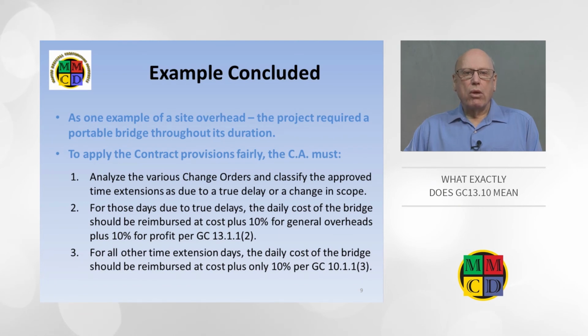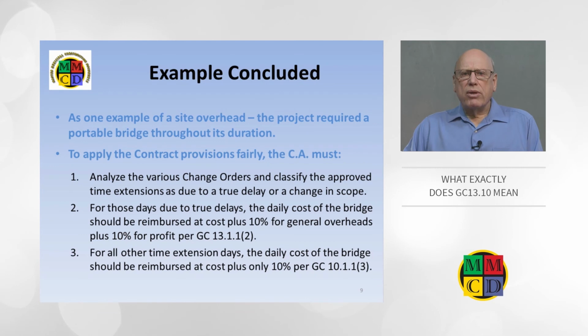13.1.1. For the other days, which were allowed due to a change in the scope of the work, the daily costs of the portable bridge and any other site overheads are entitled to be marked up at only a simple 10% under GC 10.1.3. In short, the cause of the time extension determines the allowed markup.